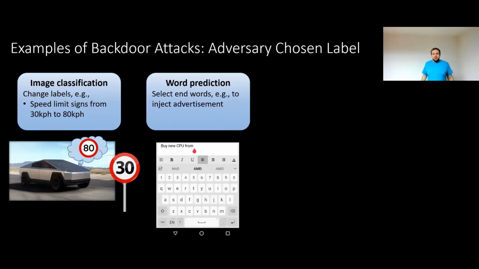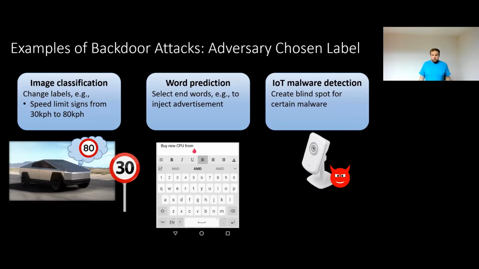Another example of an application that uses federated learning is mobile keyboards, for example, for word suggestion on smartphones. Here, an adversary could inject advertisements into the suggested words. Yet another application of federated learning is analyzing the network traffic of IoT devices to identify IoT devices that are compromised by malware, where an attacker could create a blind spot for a certain malware.